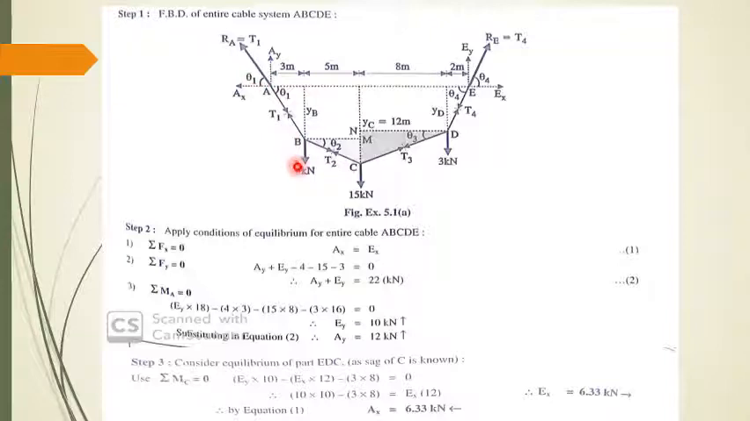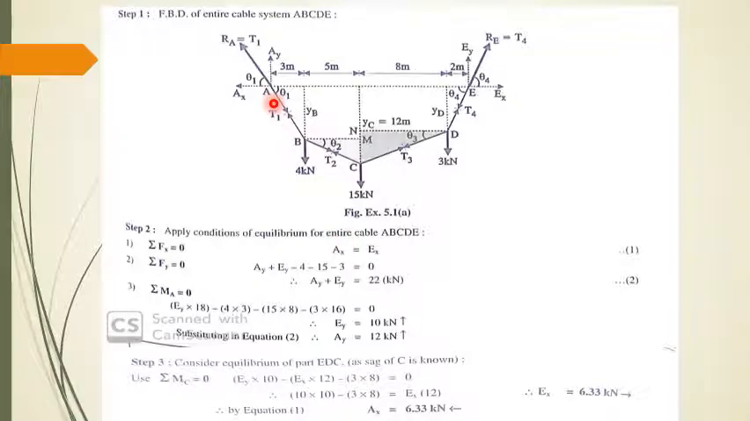Then point loads will be shown as they are, and tensions in the segments of the cable, T1, T2, T3 and T4, are shown. So this is the FBD of the entire cable. This is the typical FBD. You have to draw the same FBD for all the problems. Now first we apply summation of Fx equals 0. With that I will get AX equals EX.